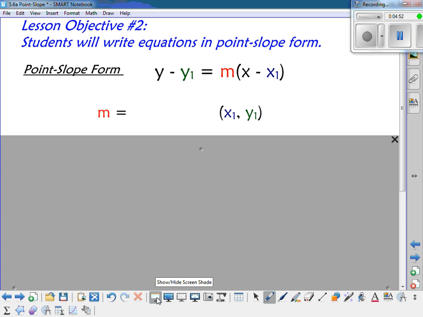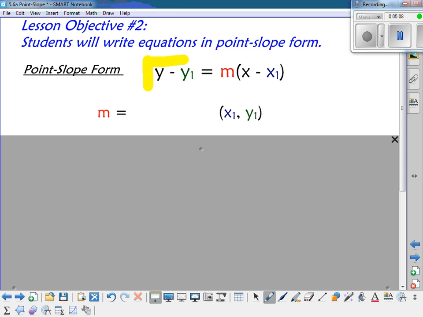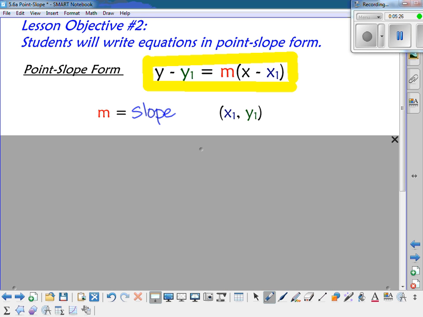All right, so the next thing we're going to talk about is writing equations in point-slope form. So the point slope form is y minus y sub 1 equals m times the quantity x minus x sub 1. So you need to memorize this equation. You just have to memorize it. Okay, so just like before, m stands for slope. And x sub 1, y sub 1 is a point that's on the line.